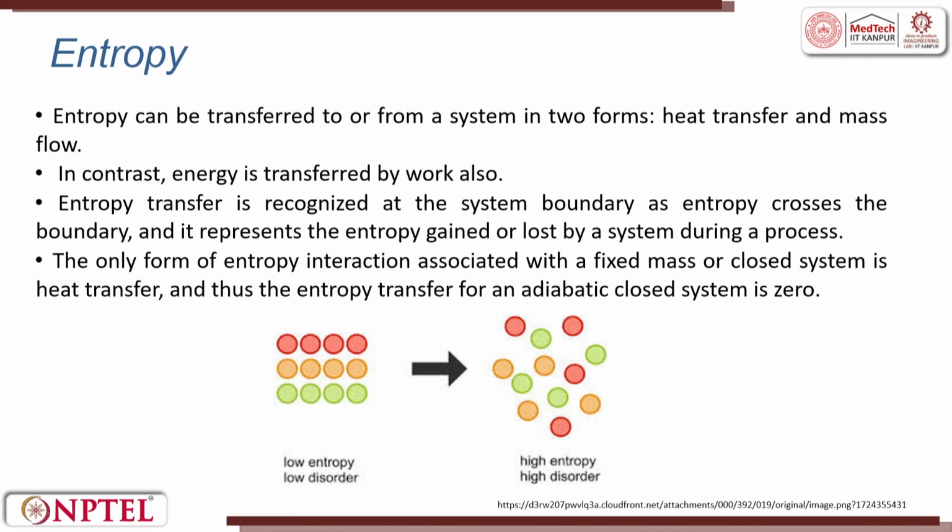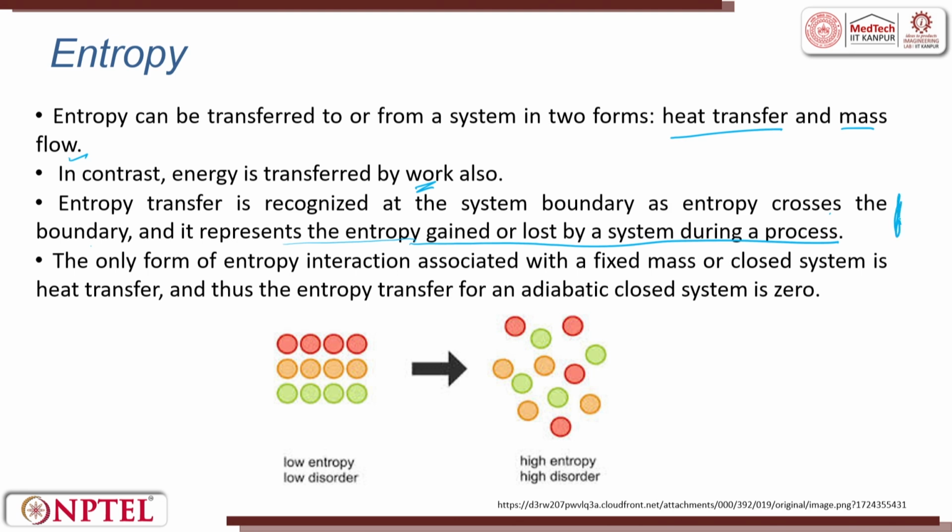The entropy can be transferred to or from a system in two forms. Either it transfers heat or it transfers mass. So, heat transfer and mass flow can happen in the entropy. In contrast, the energy is transferred by work, but entropy is transferred in two forms, heat transfer and mass flow. In energy, it is transferred only as work. The entropy transfer is recognized at the system boundary as entropy crosses the boundary, and it represents the entropy gained or lost by the system during the process.